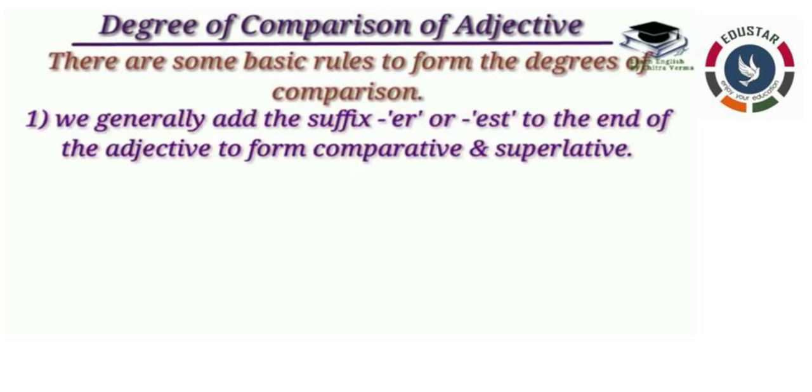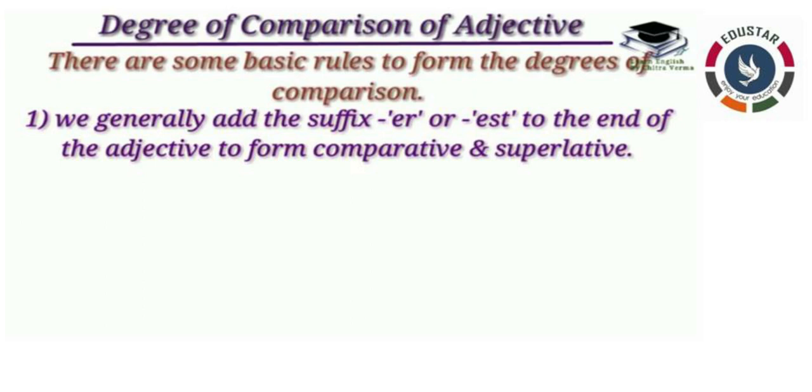Okay. Your first rule is we generally add the suffix er or est to the end of the adjective to form comparative and superlative form. That is, the comparative and superlative forms of most of the adjectives are formed by adding the suffix er and est to the base form. We have learned this before, right? We should add er for comparative and est for superlative.